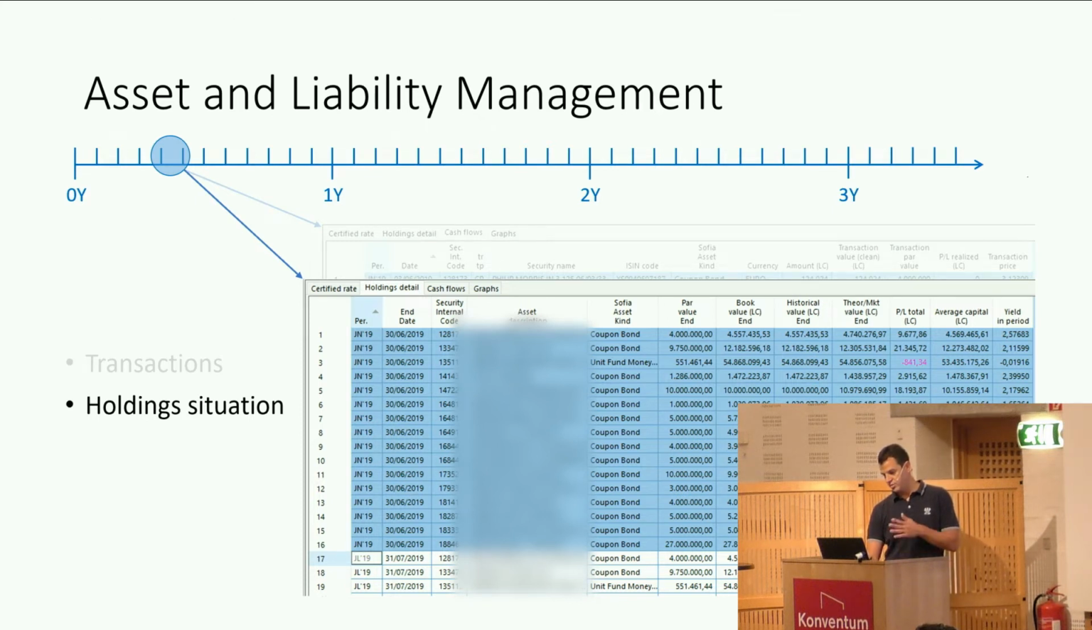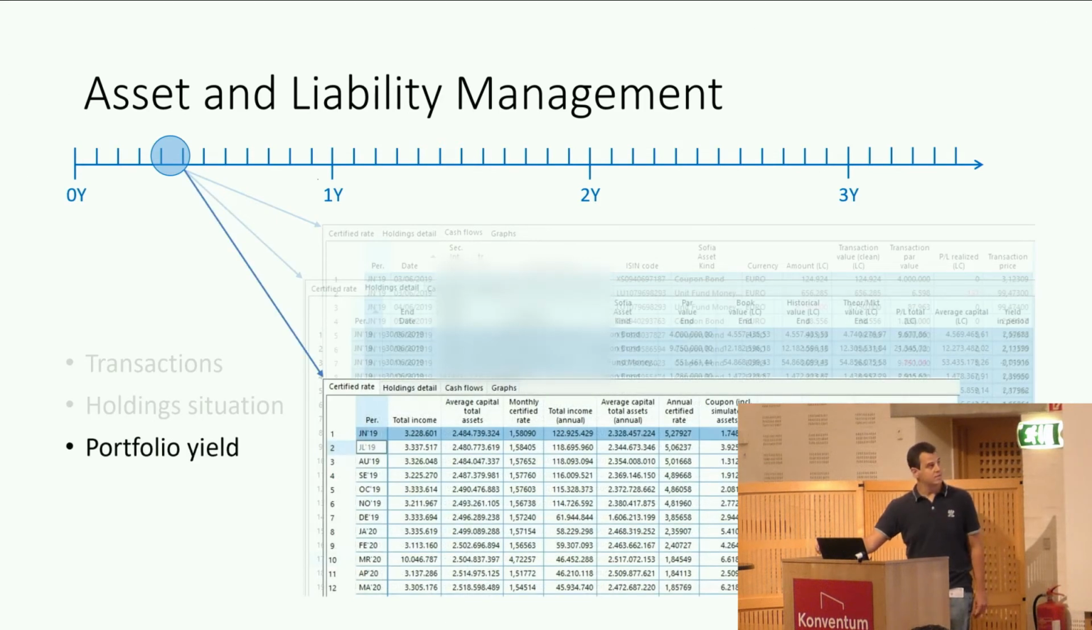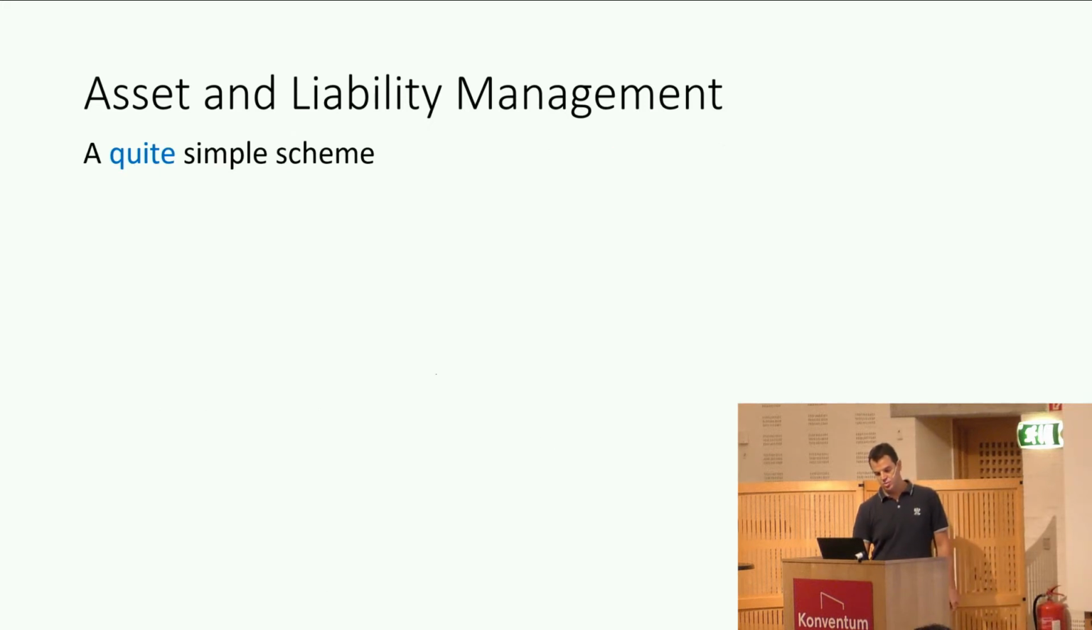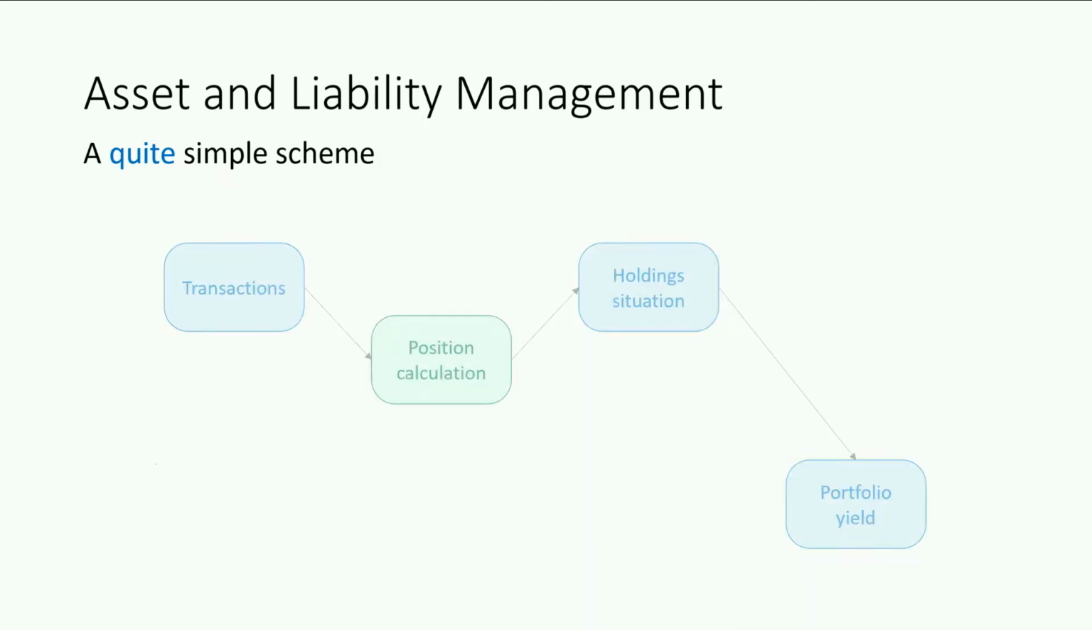So again, market values, book values, a lot of other fields relating to the end of period, but also a lot of fields related to the whole length of the period. For example, the total P&L, the average capital, and the money-weighted rate of return, which is the purpose of all this game. If you then aggregate and sum up all your results, you get exactly what the regulator asks for, so a synthetic view of the evolution of your portfolio over the next few months, years, and so on, including what we call certified rate, which is the portfolio money-weighted rate of return.